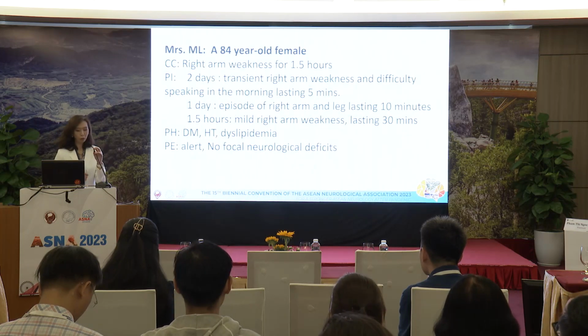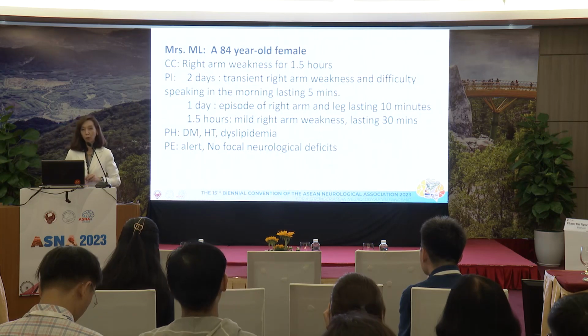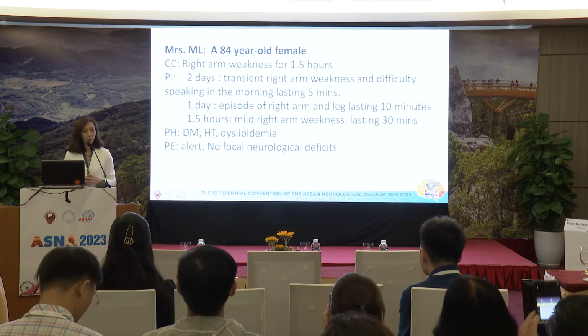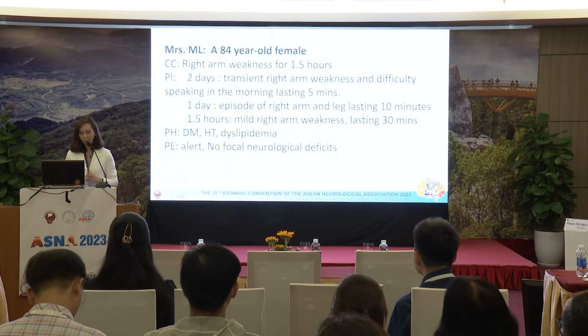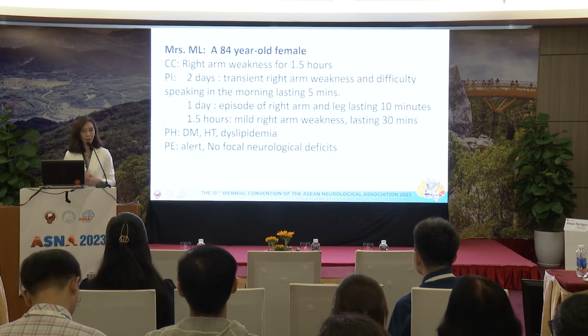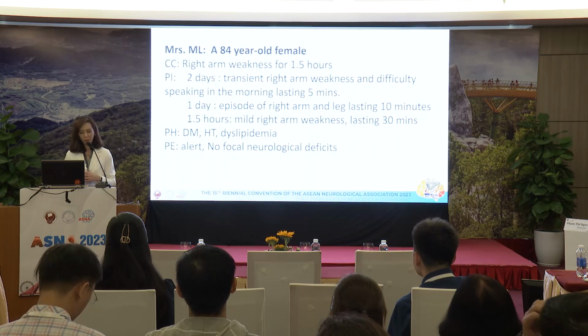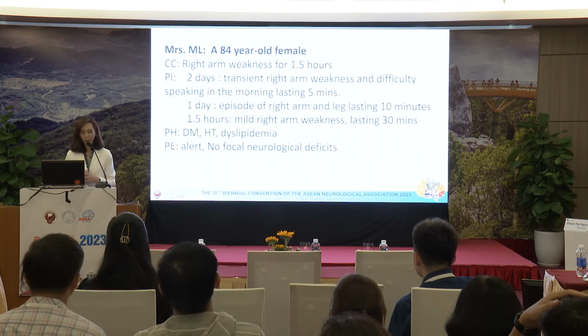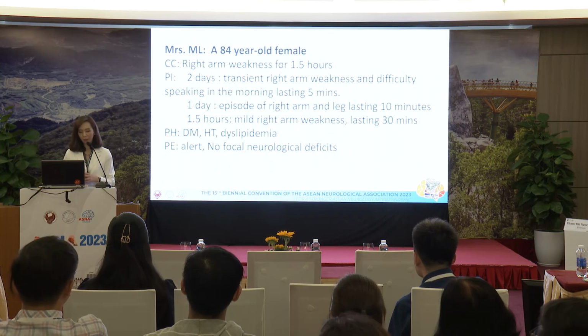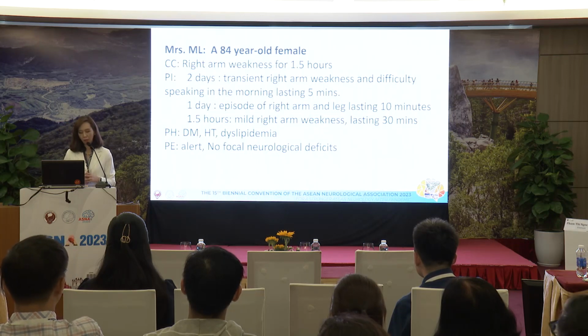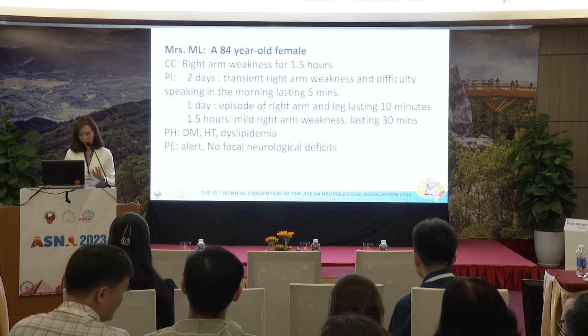This is an 84-year-old female who presented with repeated attacks of right arm weakness. It started off 2 days ago when she experienced transient right arm weakness and some difficulty speaking, maybe moderate aphasia. It stayed for only 5 minutes and then went away. 1 day later, she developed another episode of right arm and right leg weakness for 10 minutes. And on the day she came to the hospital, she developed another attack of right arm weakness. This time it was mild, lasting for 30 minutes.